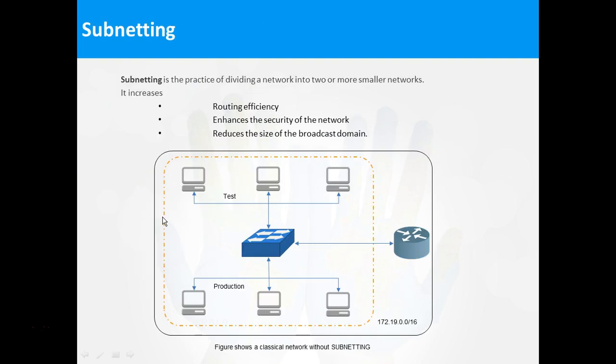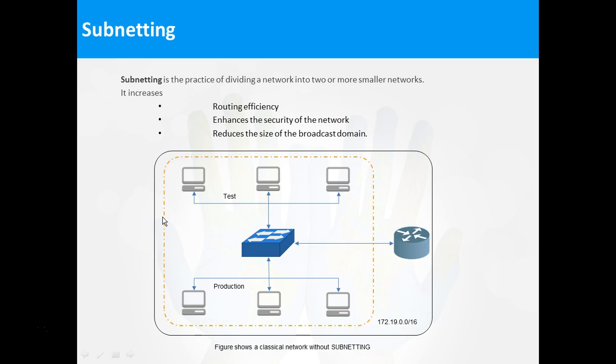Fine. The next thing is subnetting. What is subnetting? Subnetting means subdividing a network into multiple smaller networks. Here are the benefits of subnetting. Its routing is efficient, it enhances security, and it reduces the risk of the broadcast domain. You can see a diagram below.